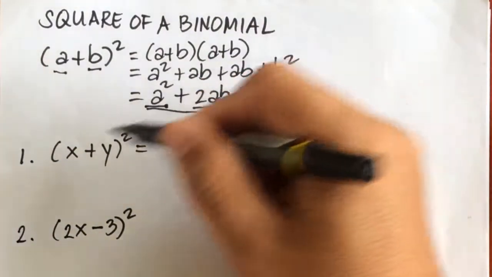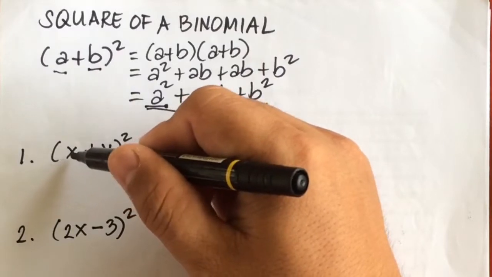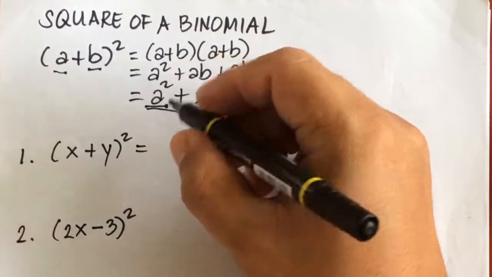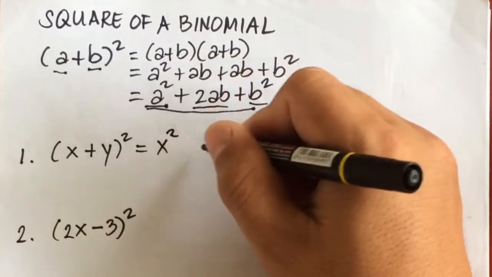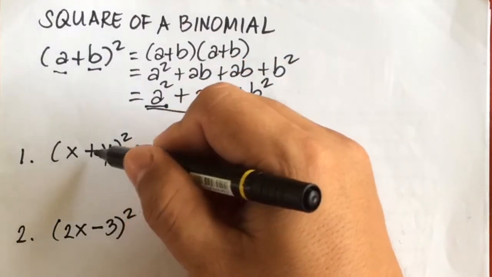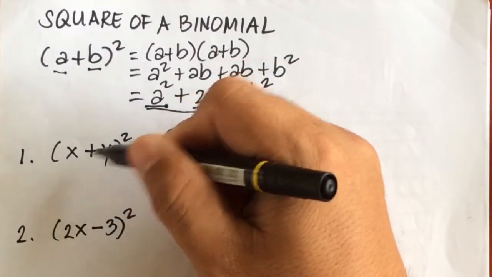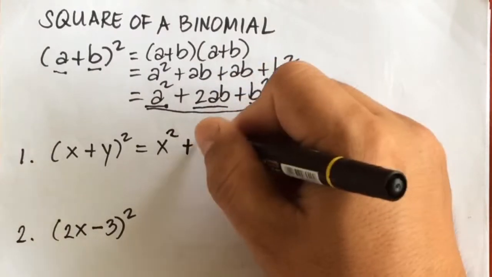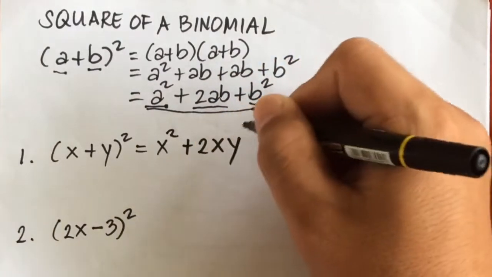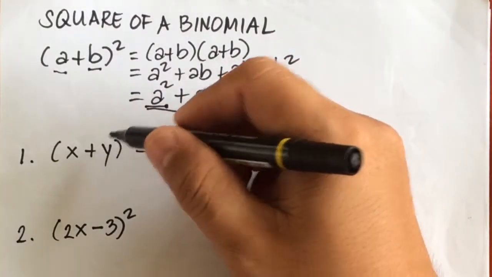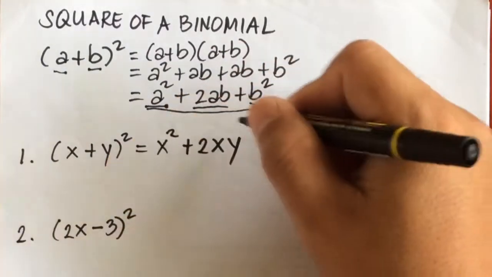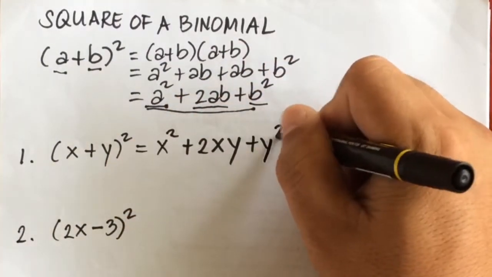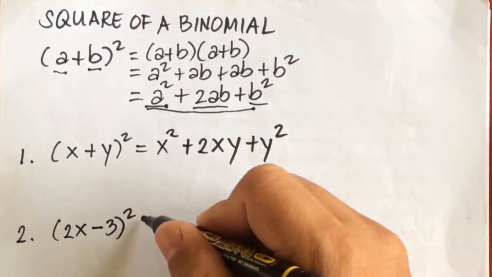So applying this one, the first term of the answer will be x squared. Then the middle term will be twice the product of these two, x times y is xy, times 2, that will be 2xy. Then the last term will be the square of the last term, square of y, that will be plus y squared.